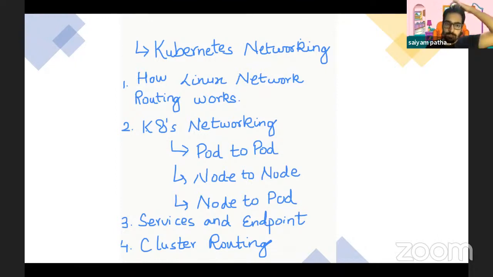What we'll cover is, first, how basic Linux network routing works. Then we'll talk about Kubernetes networking: how one pod communicates with another pod, how one node communicates with another node, and how a node communicates with a pod, on the same network and then on a different network. Then we'll talk about proxy. Then we'll talk about services and endpoints and how the cluster routing works. I'll also touch upon the different types of services that we have, like ClusterIP, NodePort, and headless services. So if you don't understand anything right now, it's completely fine. We'll be going through that.